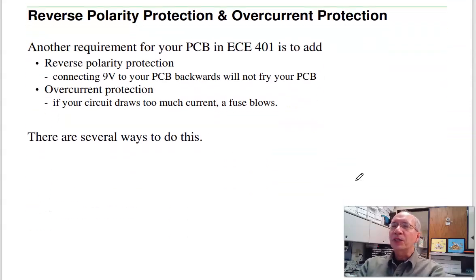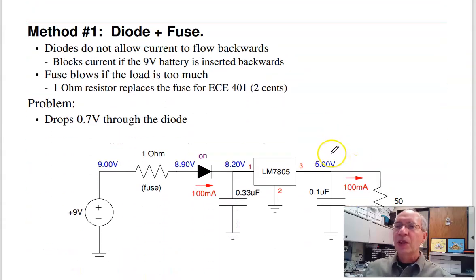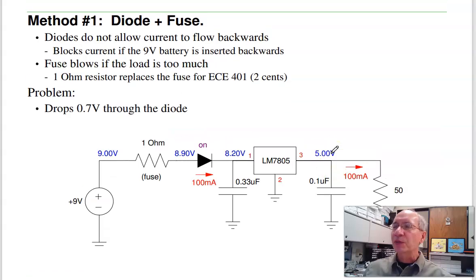Another requirement for your PCB in 401 is that you need to add reverse polarity protection. What that means is if I take my battery and connect it backwards, I don't fry the circuit. I also need overcurrent protection. If I have too much current going in, a fuse blows. There's a couple ways of doing that. The first approach, this is what I recommend for 401, is stick a diode in series.